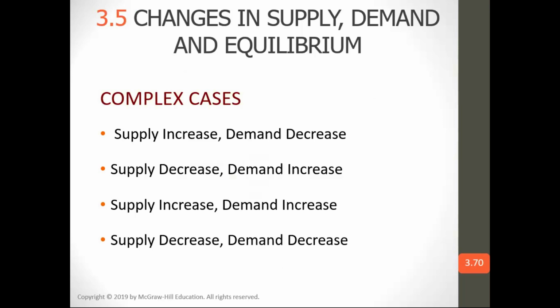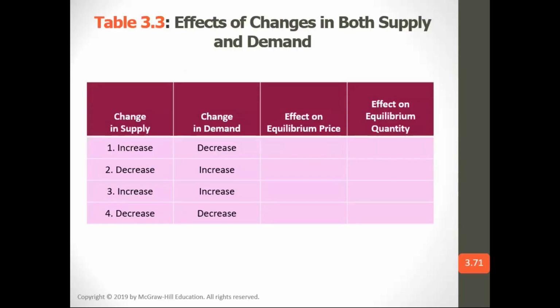And then complex cases. These are complex cases, so I'll show you what happens. If supply increases and demand decreases, price will decrease, but quantity, we don't know what happens to quantity. So I'll show you what happens there.